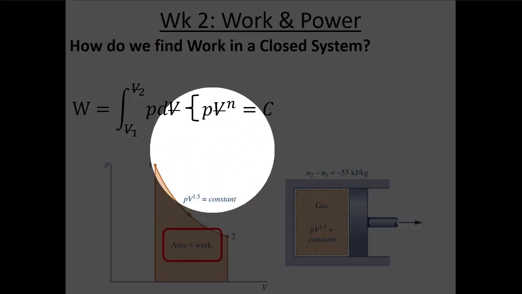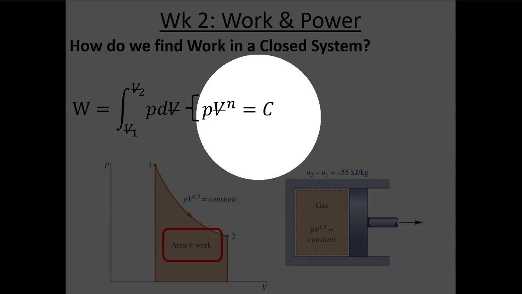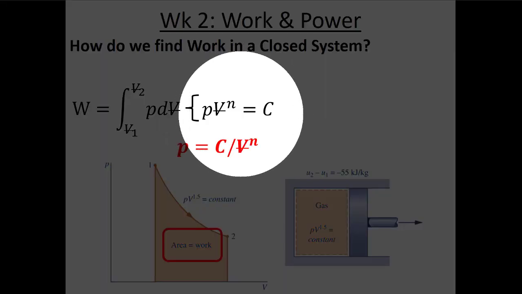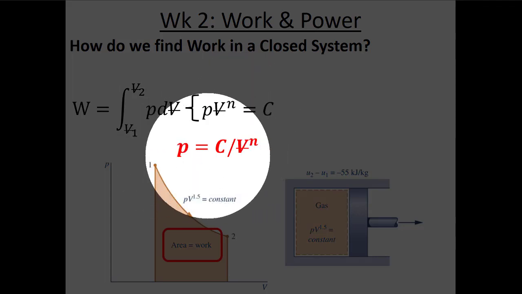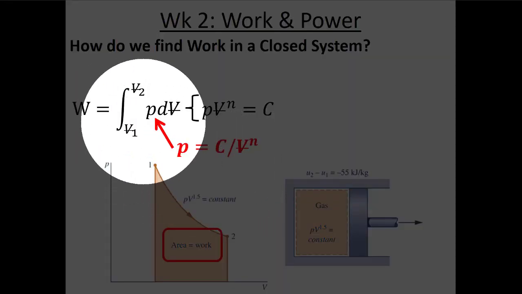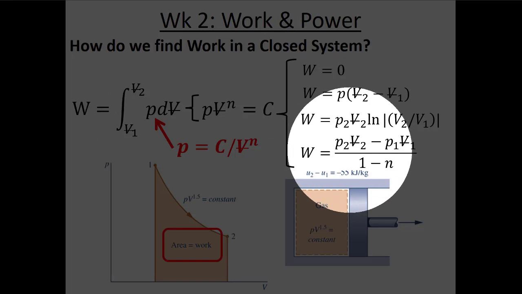If we have a polytropic process where we can define PV to the power of n is equal to some constant, then what we can do is take this part of the equation and divide both sides by V to the power of n, and now we get pressure as a function of volume. We put that into our integral, and now we do the integration, and we can get one of several different forms of this equation.